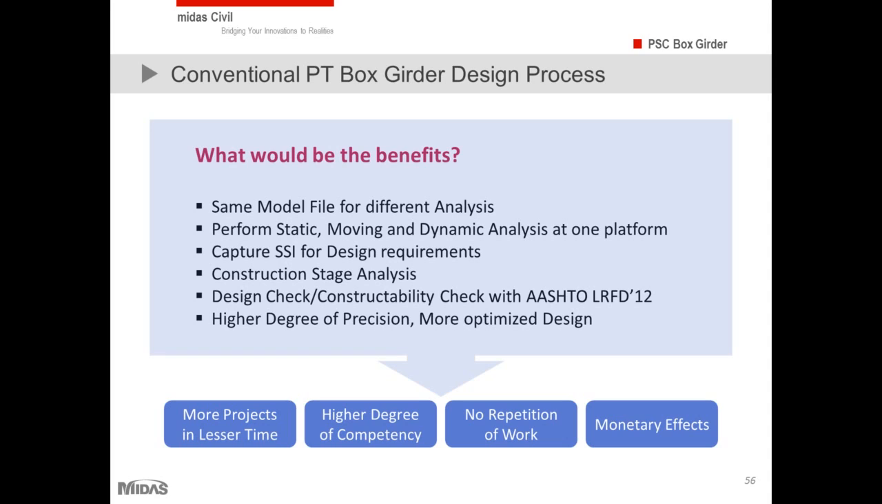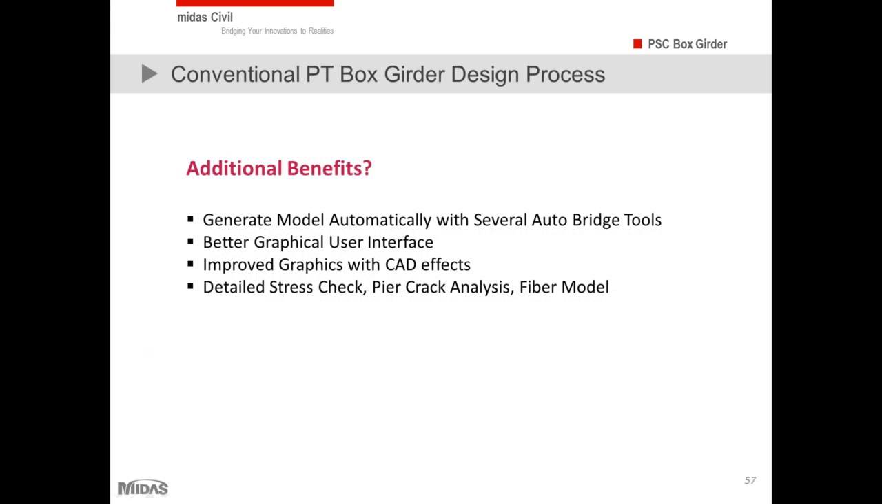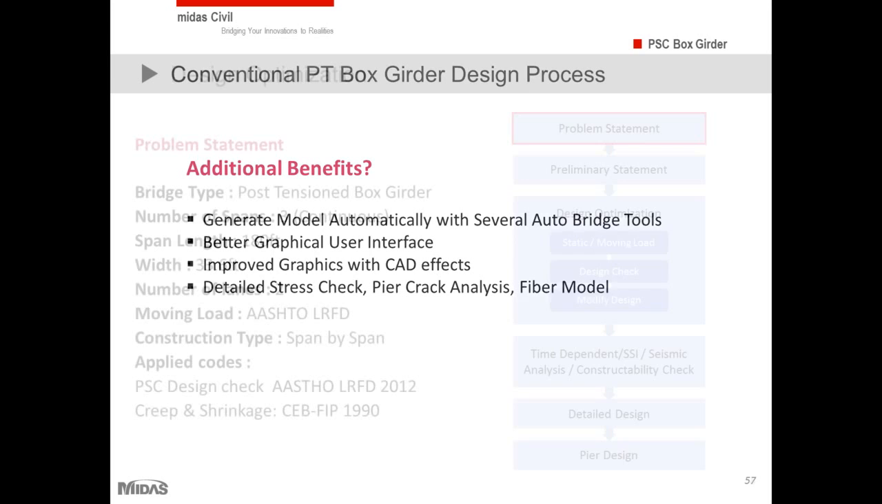So when you have only one software to work with, you need to learn only one interface, and MIDAS Civil's interface is pretty easy to learn, and you can complete more projects in less time. It leads to a higher degree of competency, no repetition of work, and thus there are monetary gains to the company as a whole. And there are some additional benefits of using one single platform. You can generate the model automatically with the auto bridge modeling tools that we have. It has a better graphical user interface, which is easier for engineers to learn. Improved graphics with CAD effects, and detailed stress check, pier crack analysis, and fiber model analysis are included in MIDAS Civil. Thus, you can perform detailed analysis and obtain the results for the same.